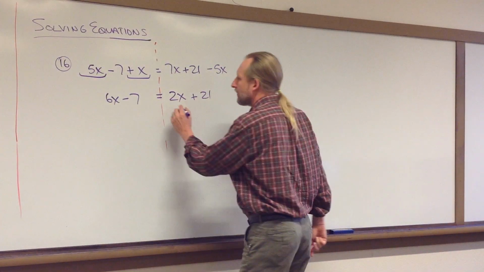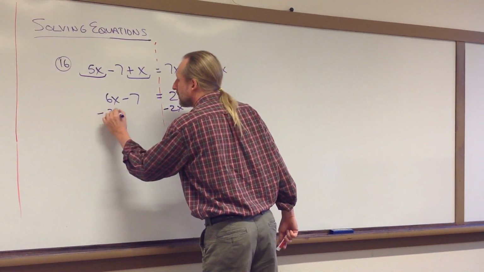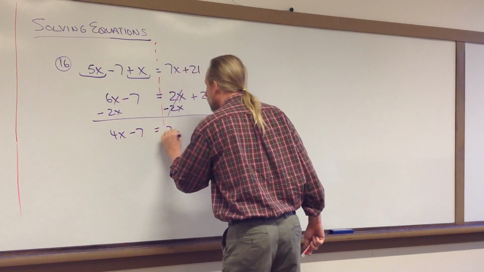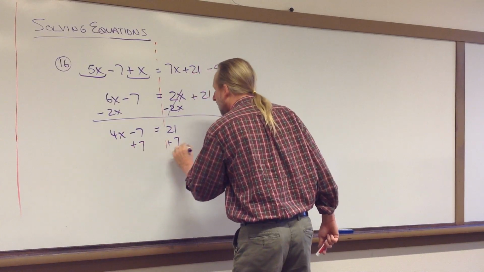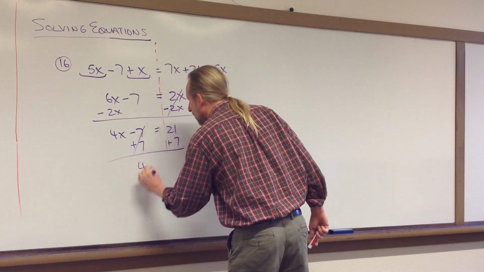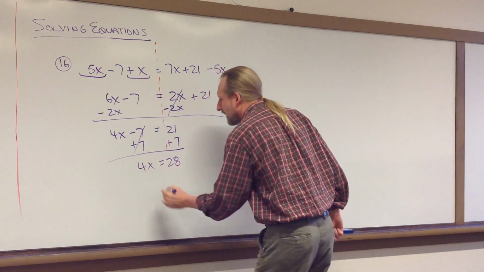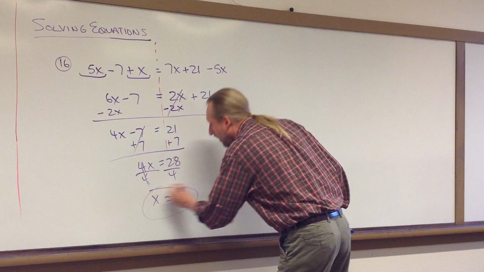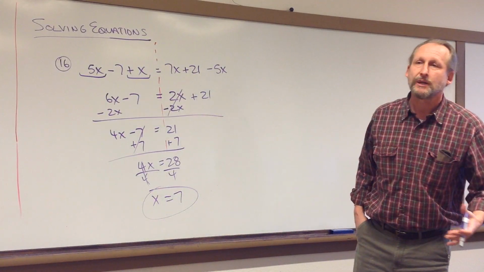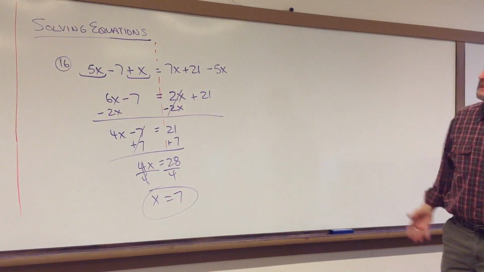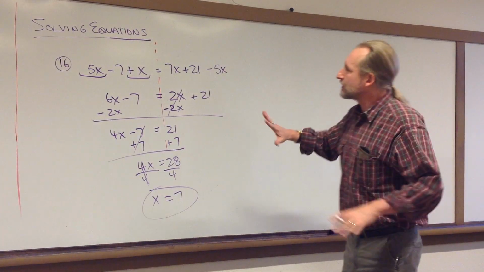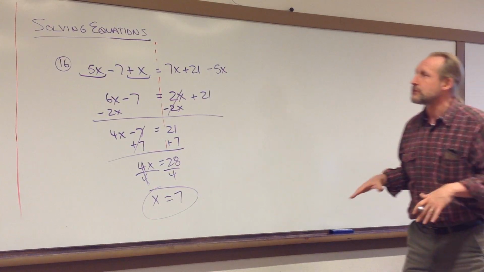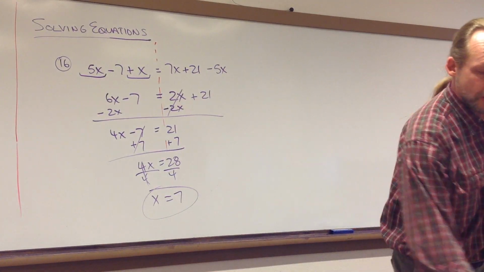Okay, so now I'm going to subtract 2x on both sides. This will give us 4x minus 7 is 21. And then add 7 to both sides. So 4x equals 28. Divide on both sides by 4. And x is equal to 7. Okay? So again, it's the same concepts that we've talked about, but there's just a little bit more going on here, and you've got to be careful about making decisions about what you're going to do and how you're going to do it.